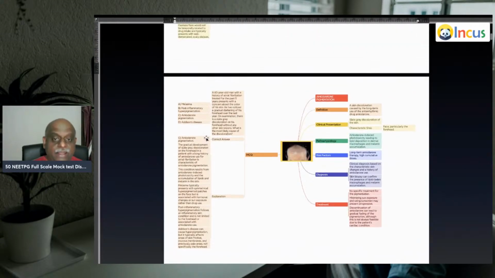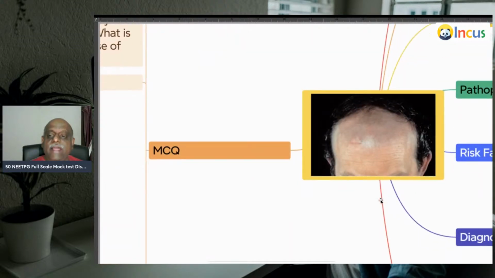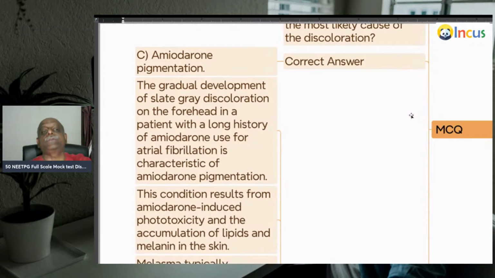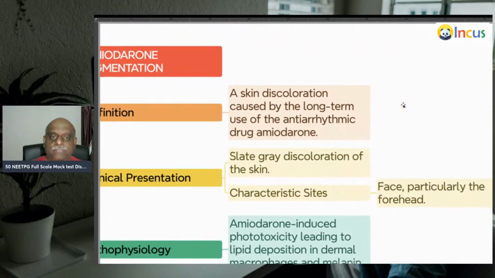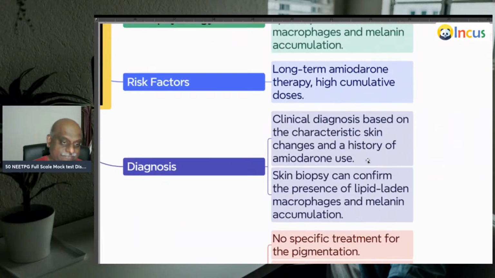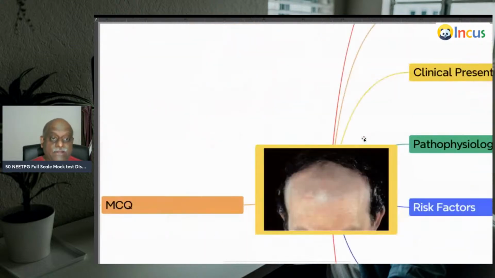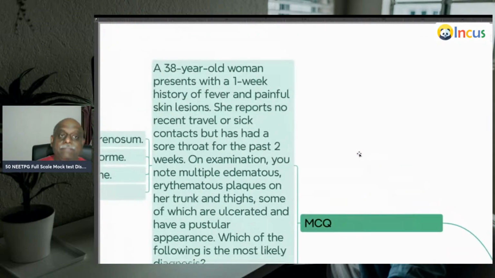Now, doctor, a 60-year-old with a history of atrial fibrillation, slate gray discoloration of the skin. So what is that, doctor? It is amiodarone-associated hyperpigmentation. So you should know everything about amiodarone. Amiodarone leads to phototoxicity, which is typically on the face, particularly the forehead. You find slate gray colored pigmentation, is what you need to remember.